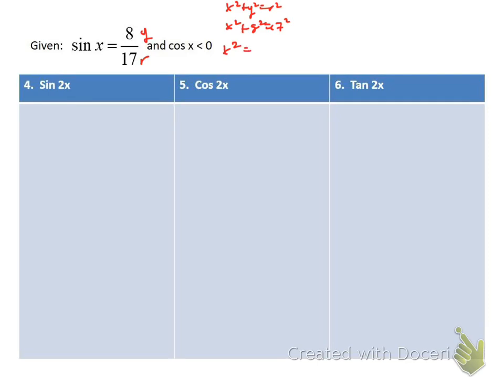So x squared is going to be equal to 225, square root both sides, x is 15. So that means that cosine of x is going to be 15 over 17. We look over here and see that cosine is negative, so this value has to be negative. And we've got to have tangent, so tangent of x is going to be y over x, which is 8 over 15. And if sine is positive, cosine is negative, that means tangent has to be negative also. Right? And we get into our formulas.